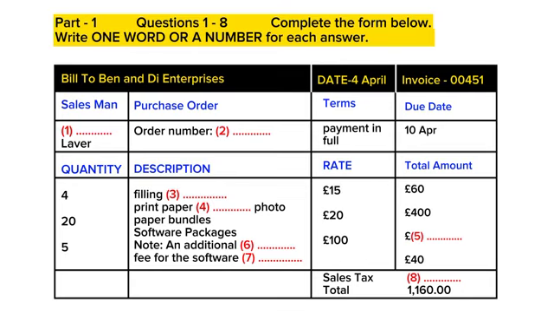Laver. Your order number is 6589B521. You're paying in full, is that right? Yes. Okay. Today's the 4th of April, so we'll put a due date of the 10th on there. Now, do you remember your order details?